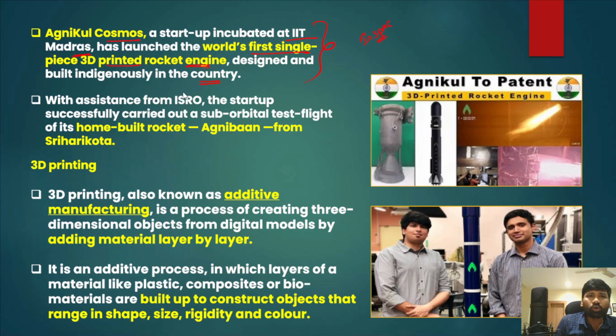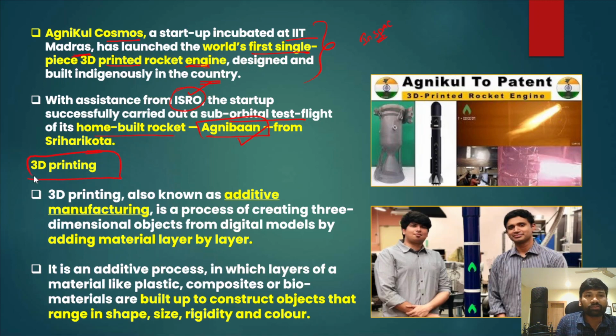Now this Agnikul Cosmos, with the assistance of ISRO, has successfully carried out a suborbital test flight of its home-built rocket Agniban. Okay, so this Agniban test was successfully launched from Sriharikota with the help of ISRO. So this is a suborbital test flight of its home-built rocket.